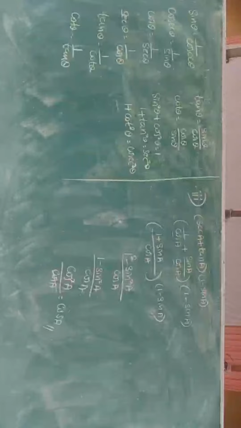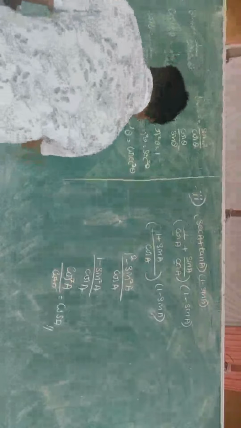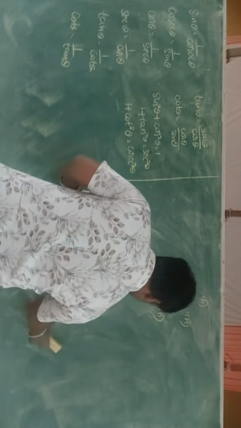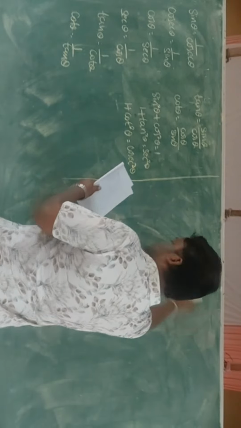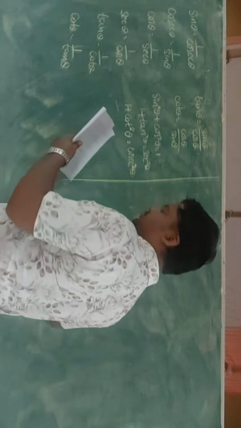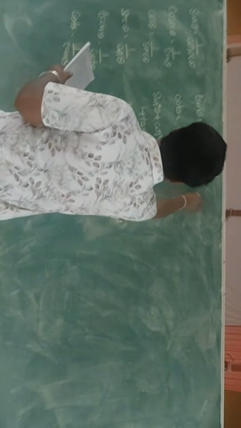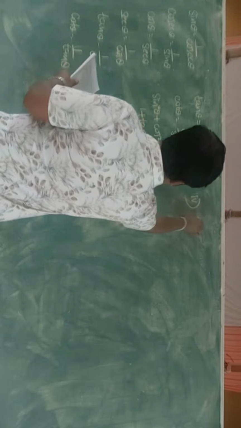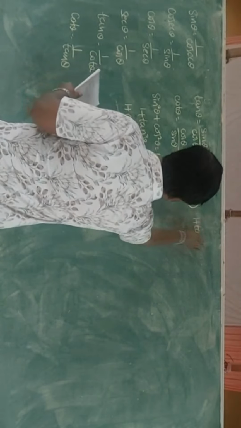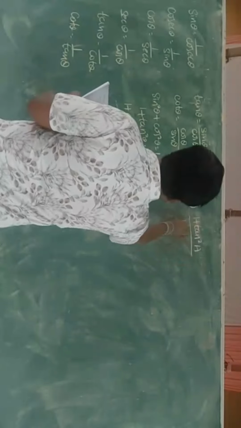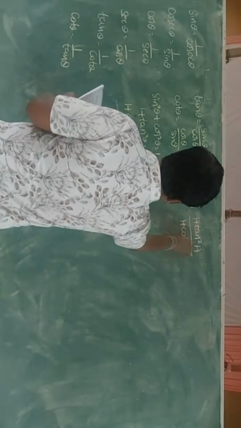This last one, fourth one: 1 plus tan square A divided by 1 plus cot square A.